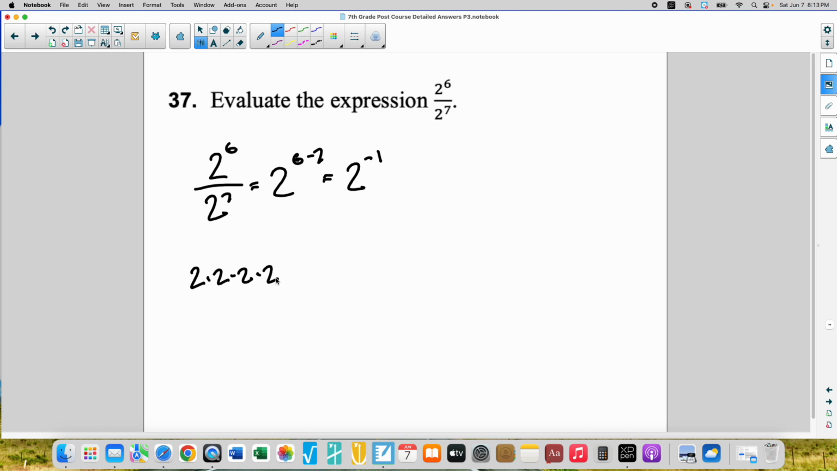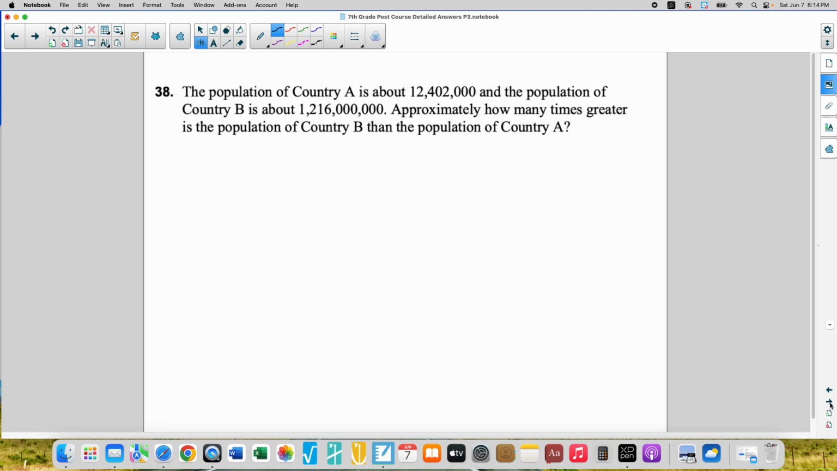2, 3, 4, 5, 6. 1, 2, 3, 4, 5, 6, 7. So again, we see what's happening with these, and what do we end up with? 1 over 2. So this negative 1 says, hey, we've got 2 to the 1st. It's just in the denominator. These are equivalent to each other. They're just different ways of writing the exponent. The exponent is in the numerator. The exponent is in the denominator.